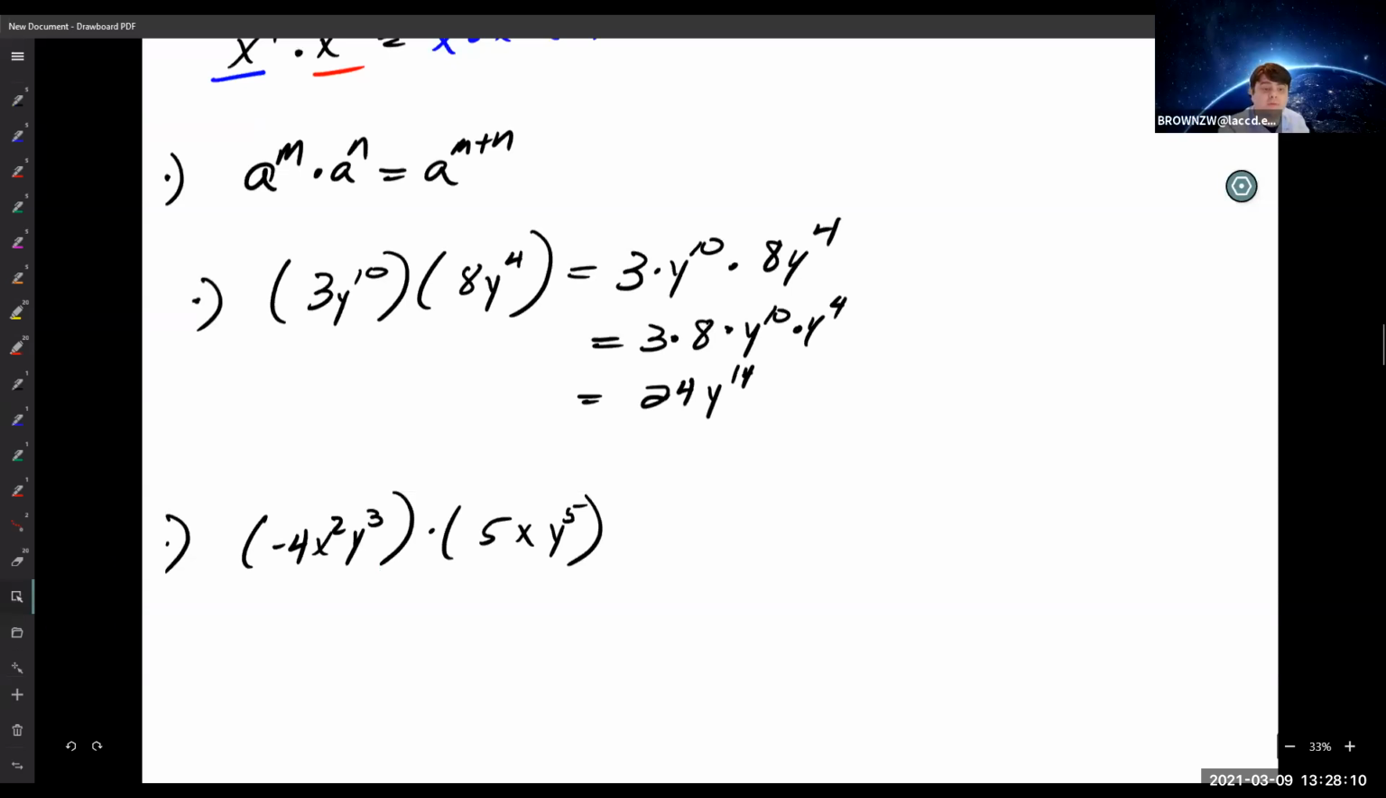Once again, we're just going to go down the line and multiply. First, we have our coefficient of -4 times 5 gives me -20. Then we have our x terms. We have x squared times x to the, careful, remember that there's always, we don't write it, an assumed power of 1 there. So adding that, 2 plus 1 is going to give me x cubed. And then lastly, y cubed, y to the 5th, add those powers together to give me y to the 8th.